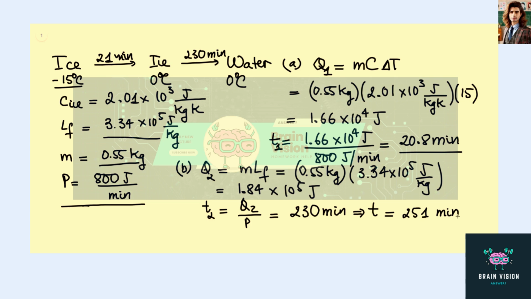And if you want to sketch the temperature against the time, then it would look something like this. Let time be represented on the horizontal axis and the temperature be represented on the vertical axis. And so we will start from negative 15.